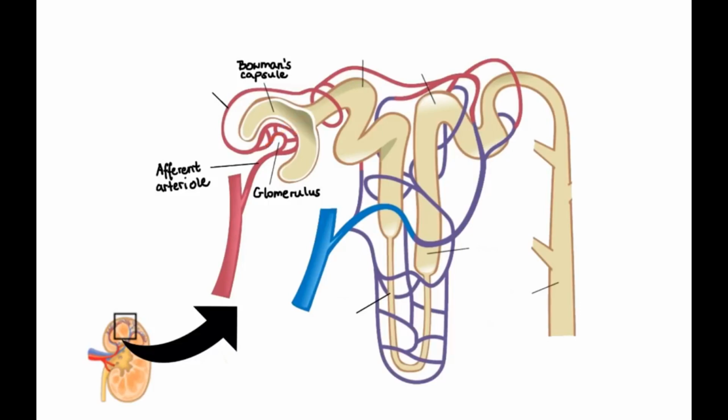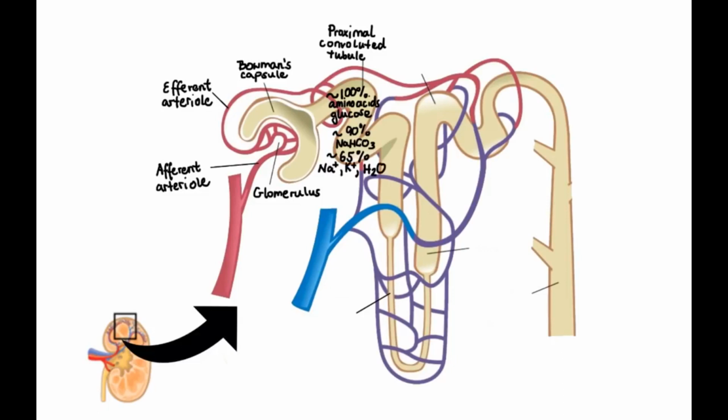Filtered blood is then carried away from the glomerulus by efferent arteriole. Next, glomerular filtrate, which contains mostly water, amino acids, glucose, sodium bicarbonate, and electrolytes, flows through proximal convoluted tubule. In this region, almost 100% of the amino acids, glucose, and about 90% of bicarbonate get reabsorbed, as well as about 65% of electrolytes such as sodium and potassium, along with water. As a side note here, remember, wherever sodium ions go, chloride and water tends to follow.